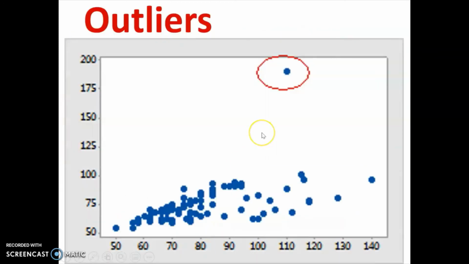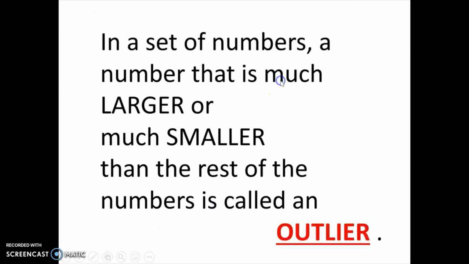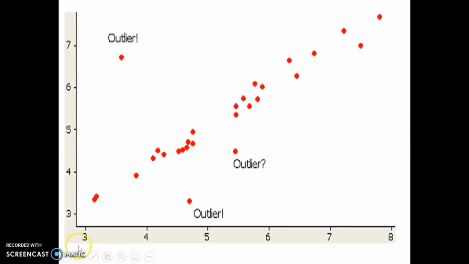All right, so let's talk about outliers a little bit. Here's a data set. Clearly we see an outlier value here. So in a set of numbers, a number that is much larger or much smaller than the rest of the numbers is called an outlier. So here again is a scatter plot of data. We can see here a potential outlier, and maybe even these two are outliers. They're just separated significantly from the rest of the data.